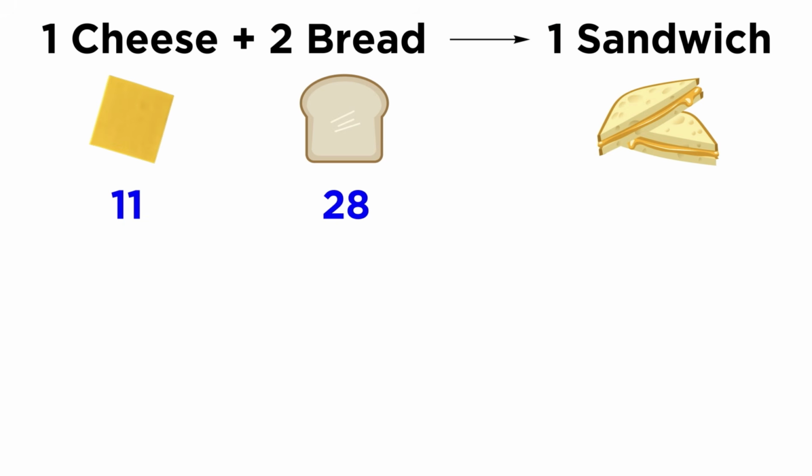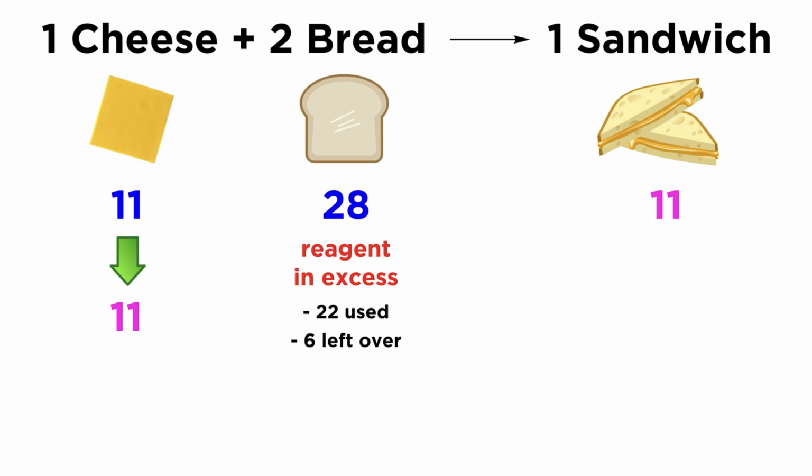Let's say we look in the fridge and we see that we have 28 slices of bread and 11 slices of cheese. How many sandwiches can we make? 28 slices of bread could potentially make 14 sandwiches, but 11 slices of cheese can only make 11 sandwiches. So in this case, cheese will be the limiting reagent. It will get used up completely in order to make the 11 sandwiches, and some bread will be left over, making it our reagent in excess. There will be 6 slices of bread left over.